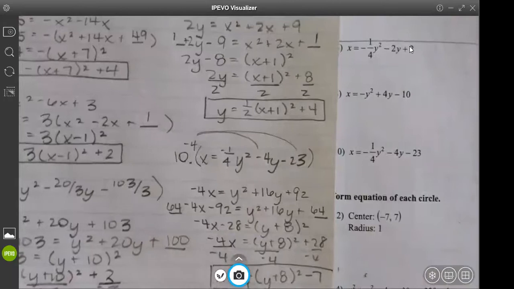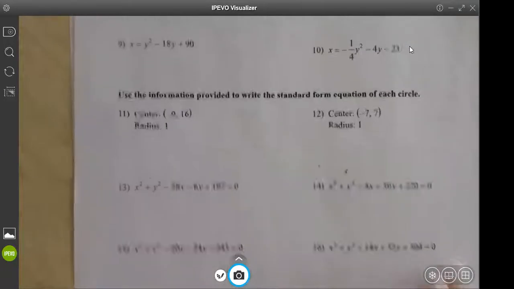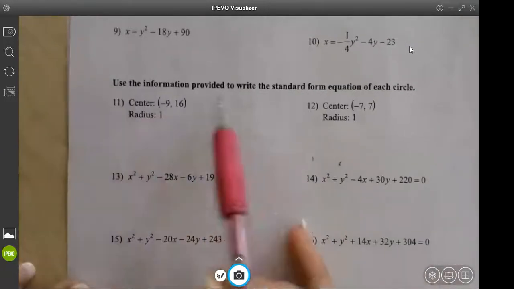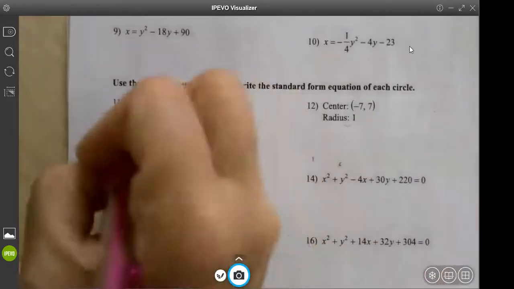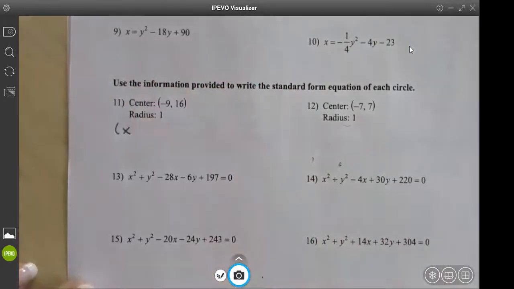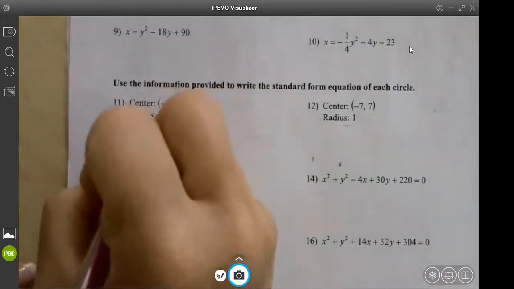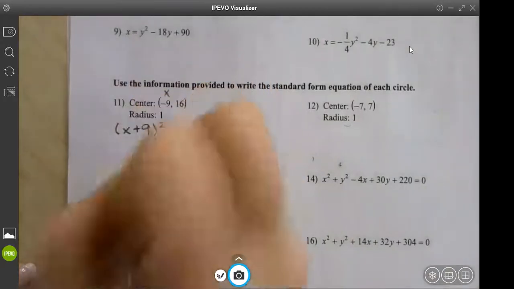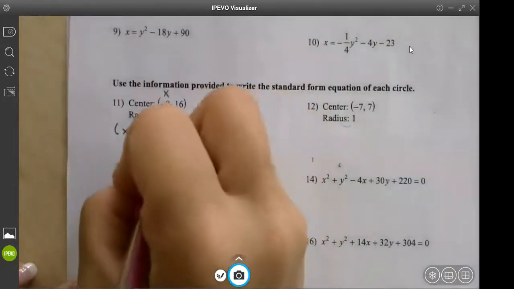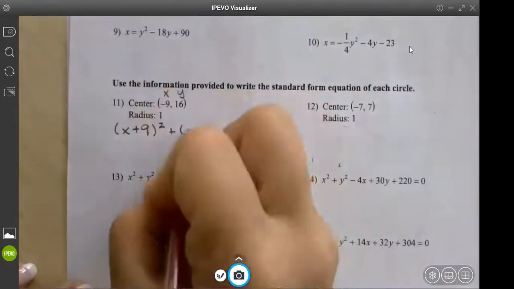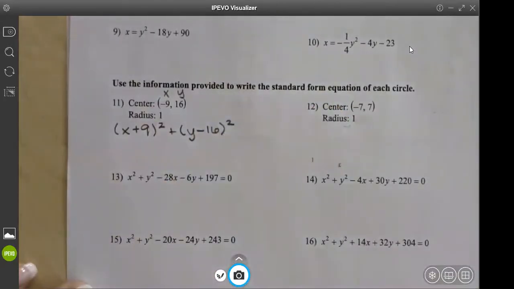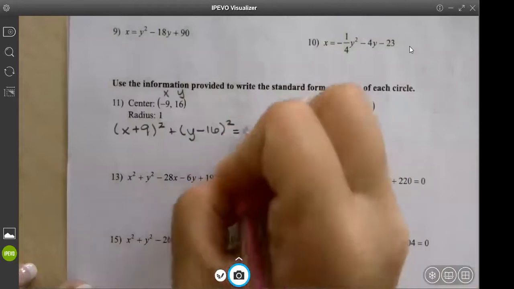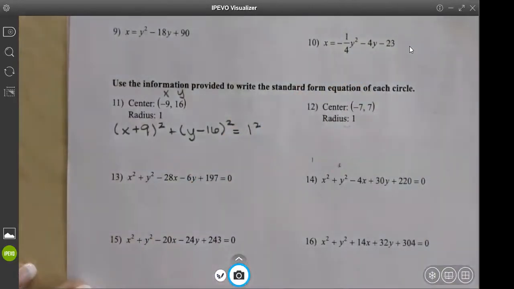All right. The next section I can probably do within the little room I have. So use the information provided to write the standard form of the equation of the circle. 11 and 12 should not be missed, okay? So remember that form is whatever you have for x, you're going to change the sign. So your x coordinate is -9. We're going to change it to +9 squared. Remember there's a plus between. Y coordinate, change the sign, squared. And then your last step is to square that last number, the radius.